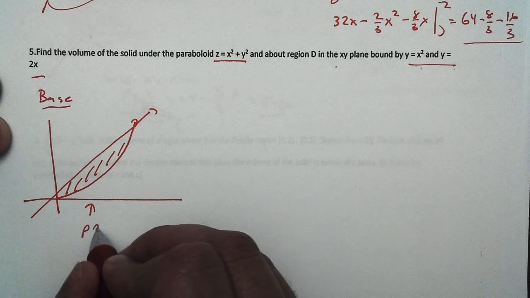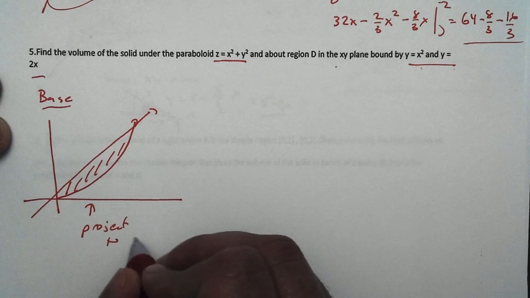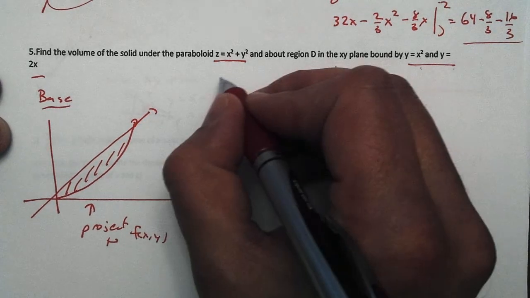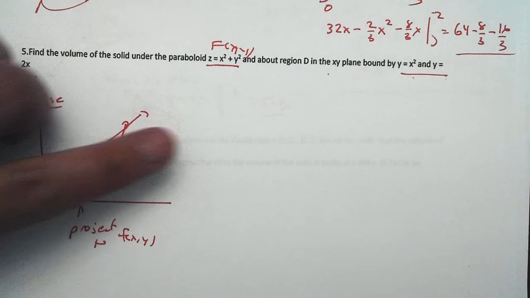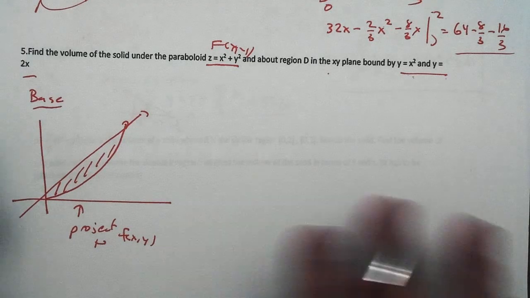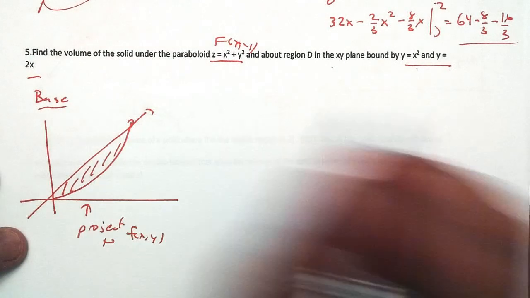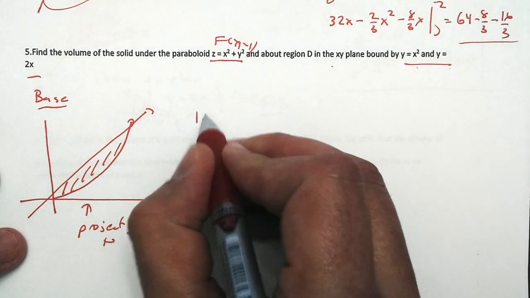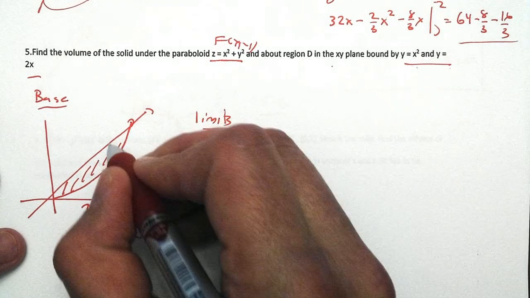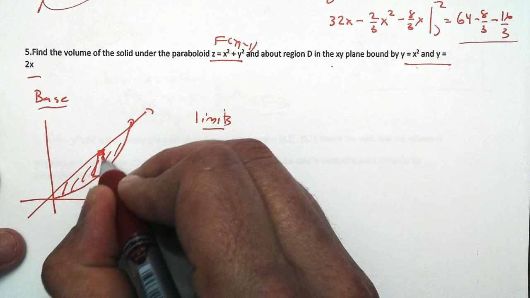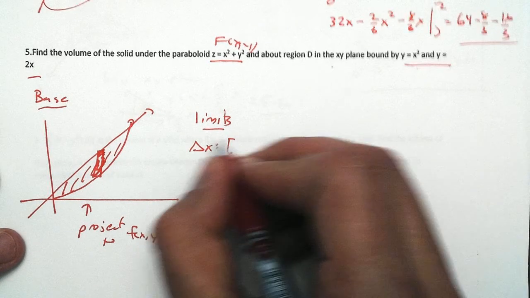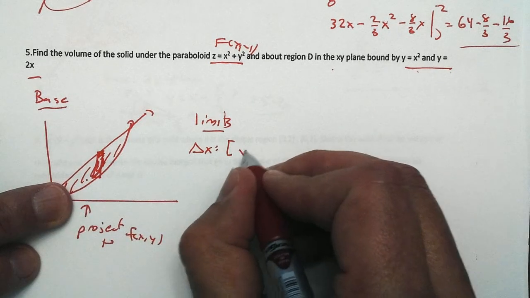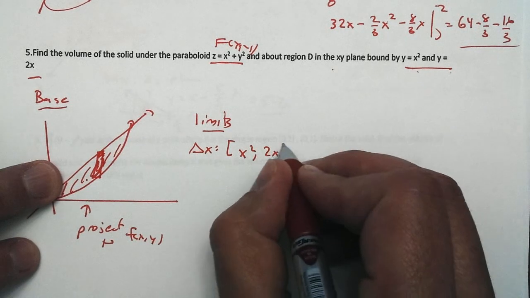Remember, this is the region we're going to project to the surface of xy right here, which is right there. There's our f of xy right there. So we're projecting to the surface, and we're going to try to find that volume. So to do this, we have to come up with our base limits for the area of the base. We look at our limits. And again, I'm going to use a vertical rectangle. So my change in y's are going to go from my bottom, which is the parabola, x squared, to the top, which is the line, 2x.